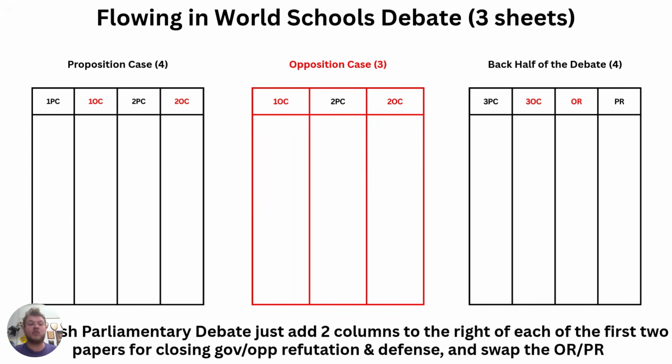Now, if you are doing British parliamentary debate or college's version of world schools, then you'd basically just add 2 columns to the first 2 pieces of paper. So you'd need 6 columns for the government team and 5 columns for the opposition team. And then on the third sheet of paper, you would flip the proposition reply and the opposition reply columns. But essentially speaking, the first 2 pieces of paper are for the main substantive arguments and debate over those. And then the third sheet of paper is for the part of the debate that is restructured into clashes.